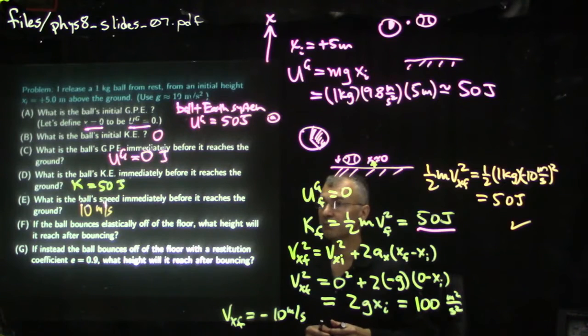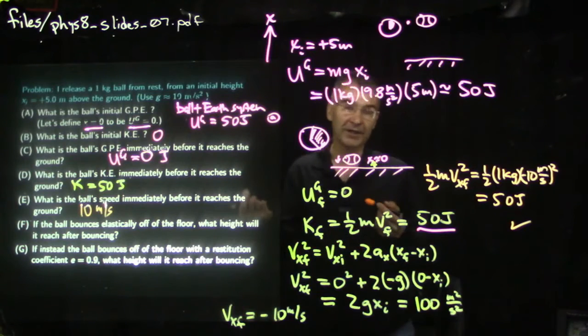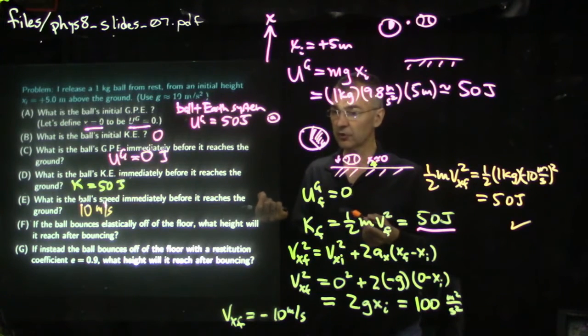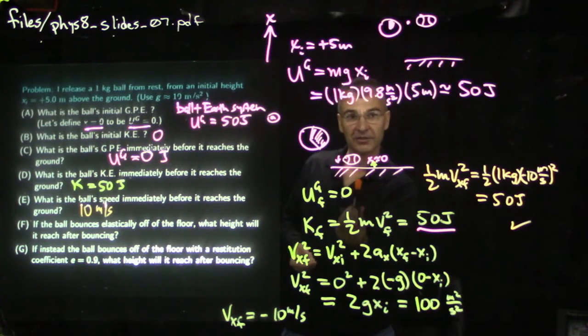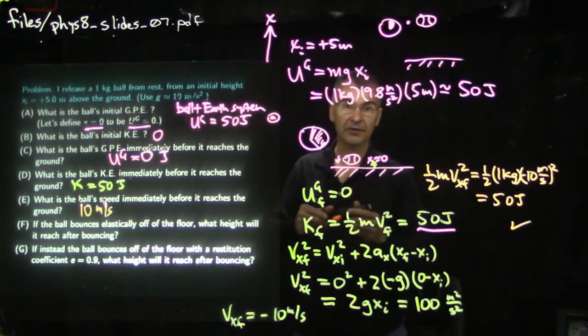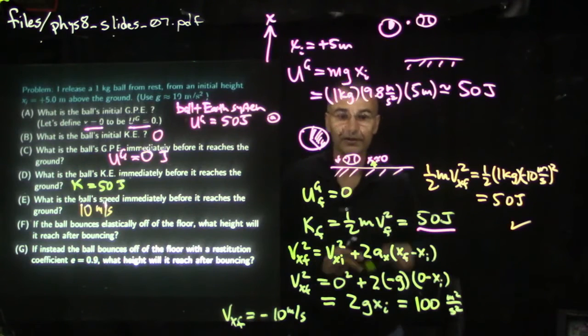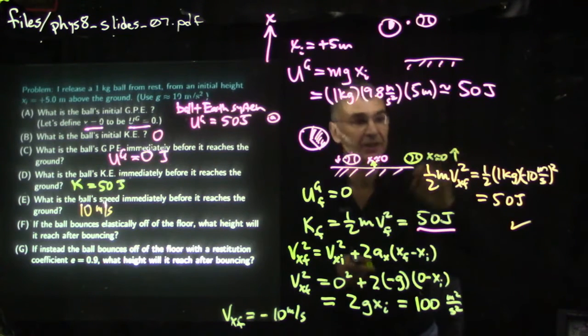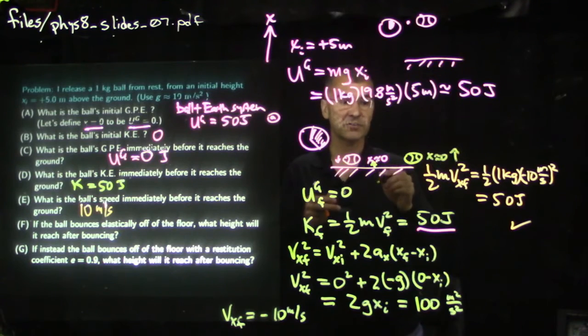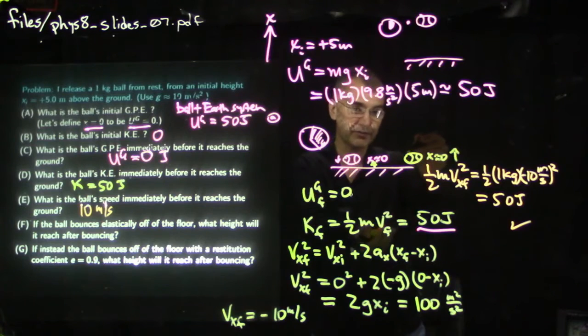If the ball bounces elastically off the floor, then there's no energy dissipated in the collision with the floor. So it goes from 10 meters per second downward just before it hits the floor to 10 meters per second upward just after it hits the floor. So then immediately after it bounces, it's going to be at the same x approximately equal to 0, but it's going to be going upward instead. So it has a lot of kinetic energy, and there's still no gravitational potential energy in this Earth ball system.